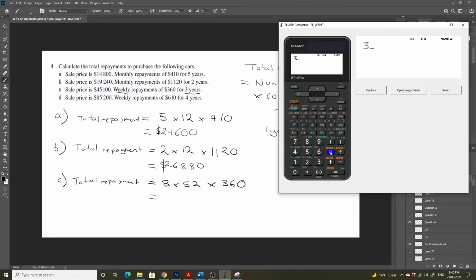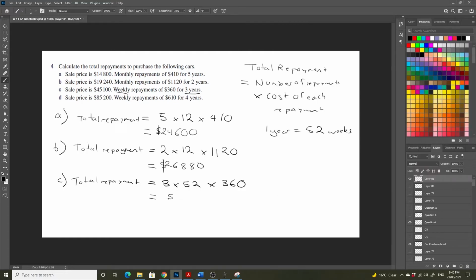3 years times by 52 gives us the amount of weeks, and then we times that by 360, which is how much we have to pay per week, we get $56,160.